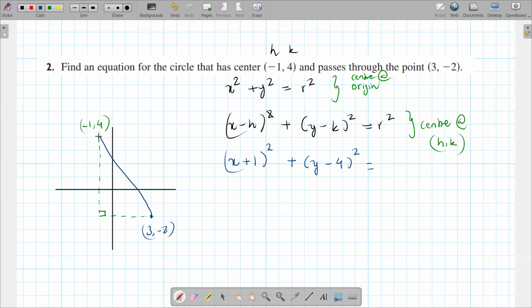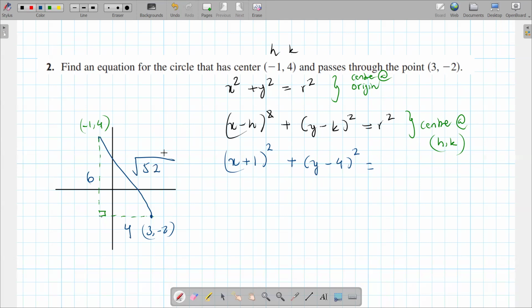So what's the length from here to here? On the y, we go from 4 to -2. So how many units long is this side? 6. What about the other side? 4. So the hypotenuse would be 36 plus 16. It'll be the square root of 52. Okay? So the only thing we were missing was the radius.